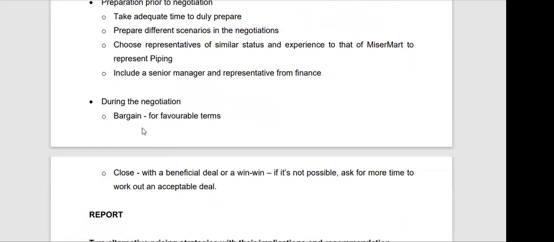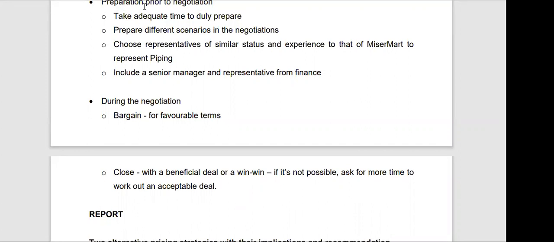So during the negotiation, what are you supposed to do? You are supposed to bargain for favorable terms, and after the bargaining is done, you are supposed to close the negotiation process with a beneficial deal or a win-win. However, you can't achieve a win-win scenario all the time. If a win-win scenario is not possible, ask for more time to work out an acceptable deal. So that's what you need to do in order to improve the effectiveness of the negotiation process. These are the steps which you need to take.